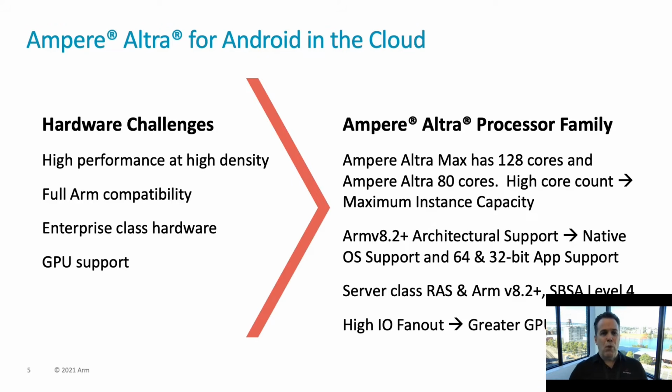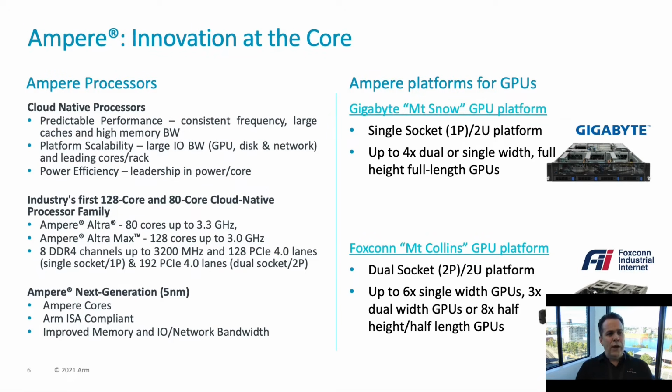Enterprise class hardware is important when you're standing up large numbers of Android in the cloud virtualized instances. Our platforms have server class RAS features. And so the last item that Simon mentioned for hardware was supporting GPUs, and our platforms have large I/O capacity as well as bandwidth, and so this allows us to support a greater number of GPUs, which we'll be talking about more in the rest of my slides. Moving on to the next slide, talking a little bit more details about Ampere processors and our platforms that are designed specifically for Android in the cloud with the GPU support.